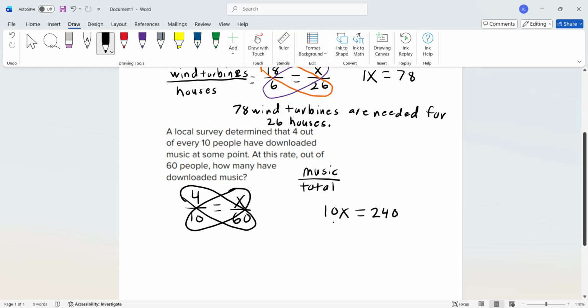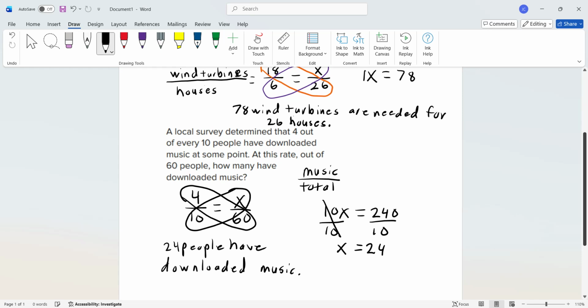And I know 10x means that we're multiplying. So I have to do the opposite, which is divide. So I'm going to divide both sides by 10. 10 divided by 10 gives me 1. So we just say they cancel out, and I'm just left with x. Then I do 240 divided by 10, and I see that gives me 24. So to answer my problem, at this rate, out of 60 people, how many have downloaded music? Well, 24 people have downloaded music.